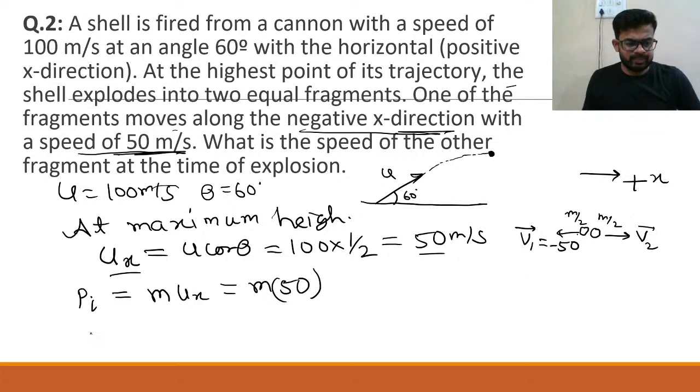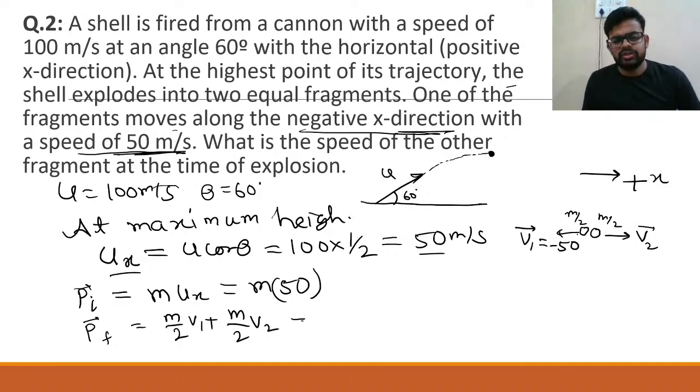So what will I write? Final momentum. Initial momentum we got. So final momentum will be m by 2 into v1 plus m by 2 into v2. That's all. So let us put the value. We'll get minus m into 50 by 2, because minus 50 is its velocity, plus m by 2 into v2, and v2 we need to find.